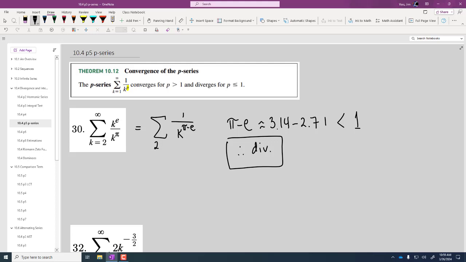The power on x is bigger than 1, converge. Power on x is less than or equal to 1, diverge. So it's not like a test in the sense that the integral test is, it's more of a form. You identify p, make a conclusion. So I should put a p up here just to emphasize. So p is that exponent. We need to get it in this form, 1 over k to the p. And then we can make our conclusion.